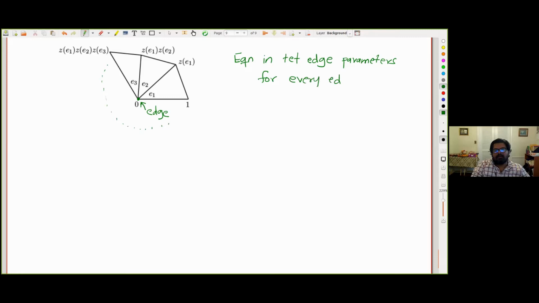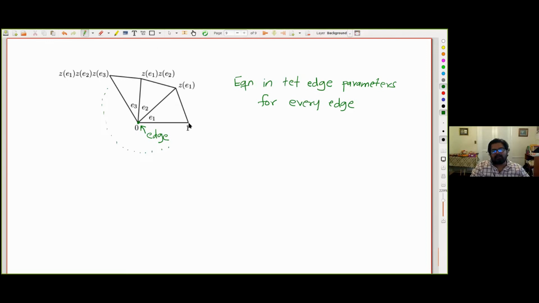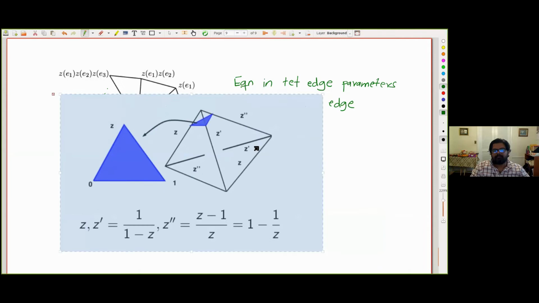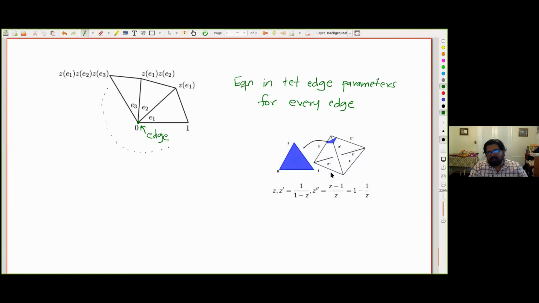Now, how do these tetrahedral parameters look like? These tetrahedral parameters look like either Zi, Zi prime, or Zi double prime, right? So let me just show you this. This is the picture we saw last time. This is your edge parameter, what it looks like. You have Z, Z prime, Z double prime, and the opposite edges, because of the symmetry of the ideal tetrahedron, get the same edge parameter. So this is what it looks like. And you have Z is the parameter, and Z prime is 1 upon 1 minus Z, Z double prime is like so. And so you get an equation.